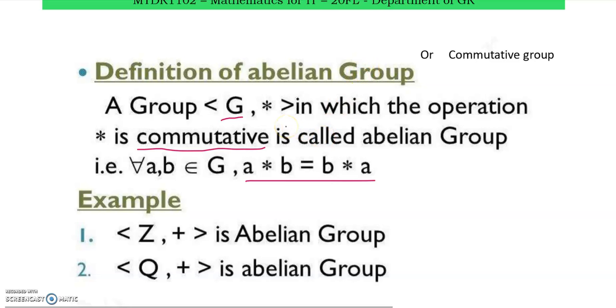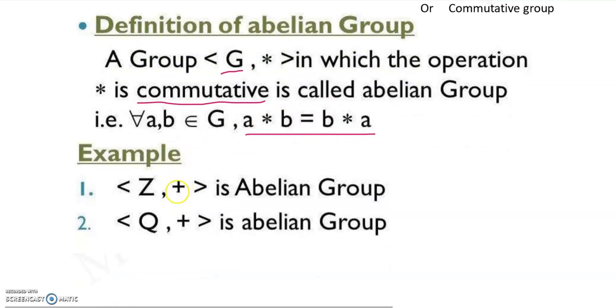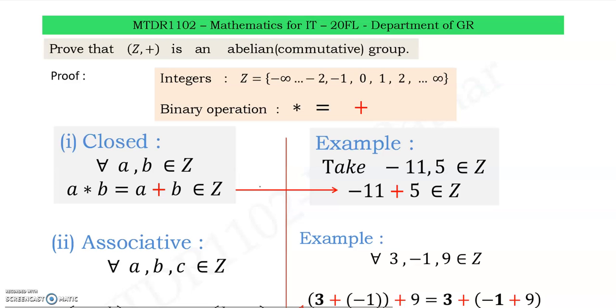Abelian group. Now here two examples are given. Z comma plus is abelian group and Q comma plus is an abelian group. Now we are going to see how we prove that Z comma plus is an abelian group. Now you see this example. Prove that Z comma plus is an abelian group or commutative group.